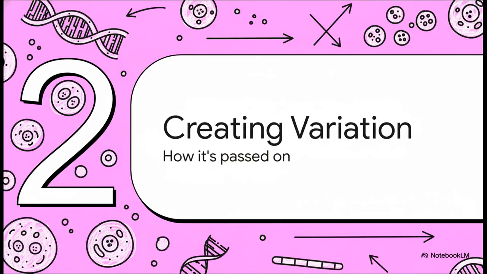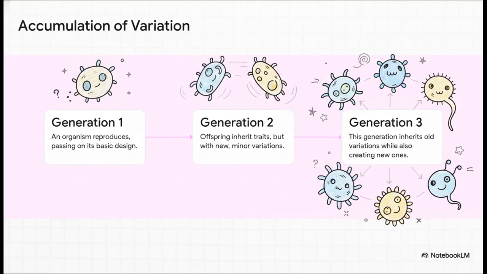So, this brings up a very important question. Where do these variations come from? And how do they get passed down from one generation to the next? Let's investigate the mechanism. You see, variation builds up over time, generation after generation. It's like a story that's being retold. In the first generation, an organism reproduces. Its children in the next generation are very similar, but they have a few small changes, or variations. Now, when they have children, they pass on the original design and their new variations, and then some more new ones get created. Over time, these small changes add up.